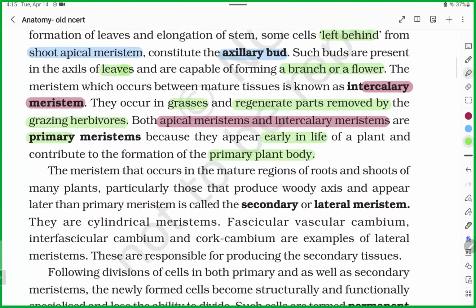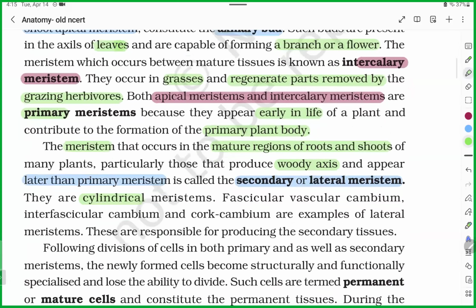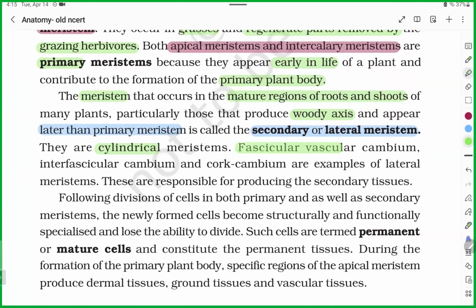If meristem occurs in the mature region of the root, stem, and leaves and produces wood in general, and it comes later in the life of the plant, it is known as secondary meristem or lateral meristem. Secondary or lateral meristem has a cylindrical shape. Examples are vascular cambium, interfascicular cambium, and cork cambium. They produce secondary tissue. What is secondary tissue? Increase in the width, the girth, of the stem.